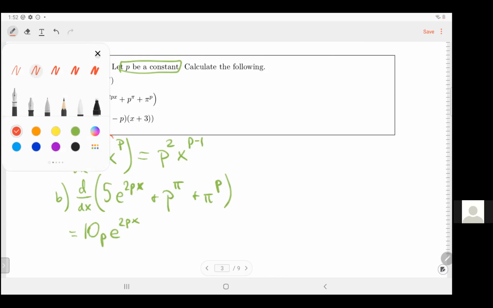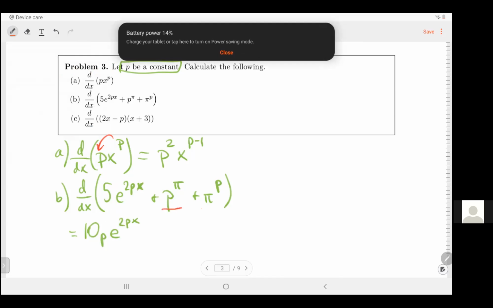And then we get to here. Oh, my tablet has low battery.